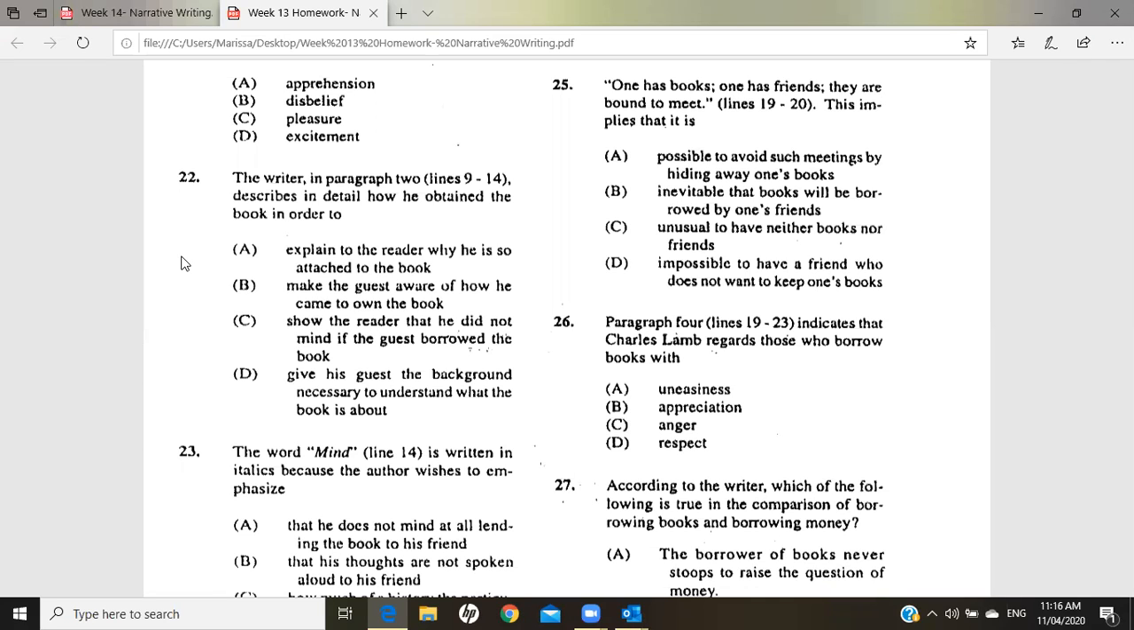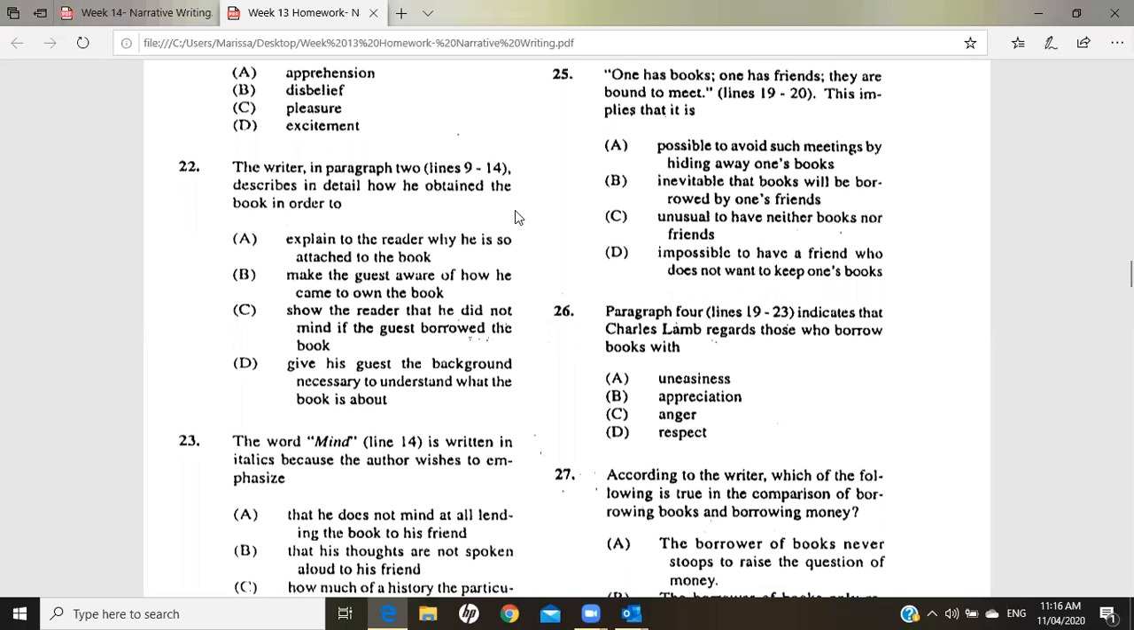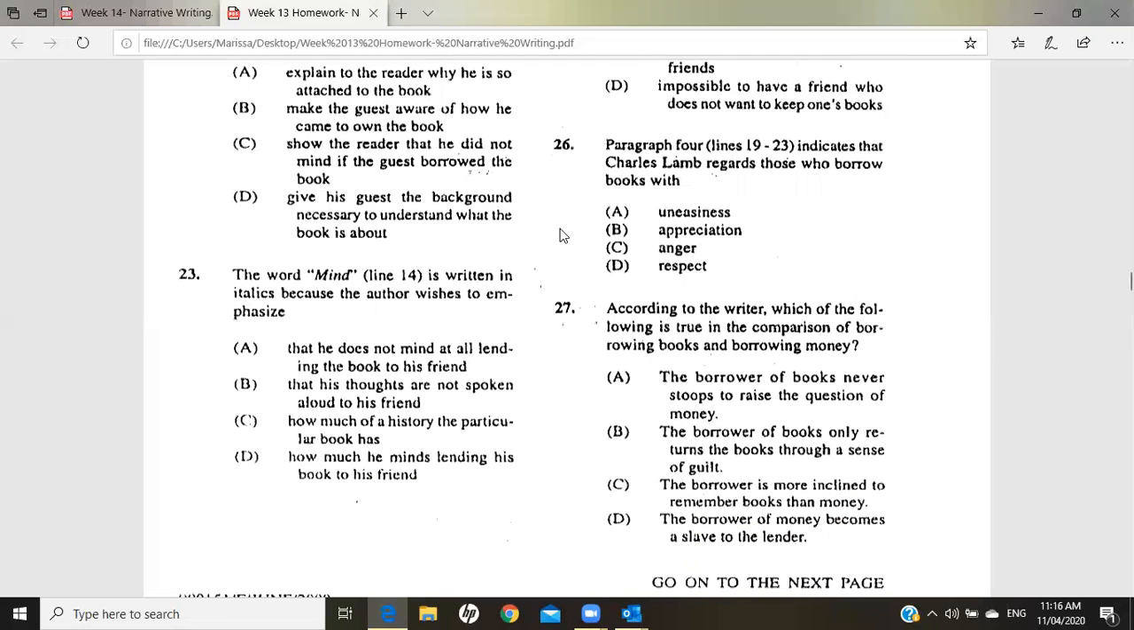Inevitable that books will be borrowed by one's friends. And the meaning of inevitable means bound to happen. 26, paragraph 4 indicates that Charles Lamb regards those who borrow books with what, Jolan?